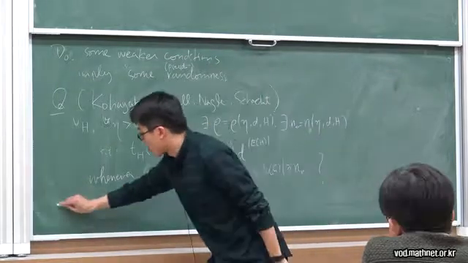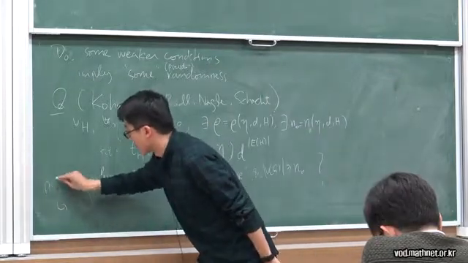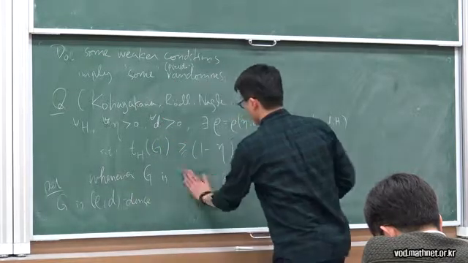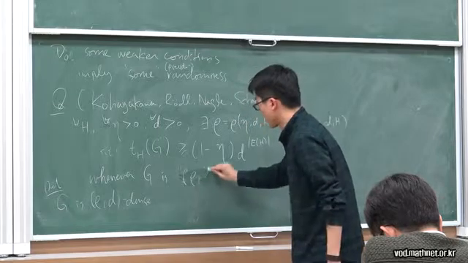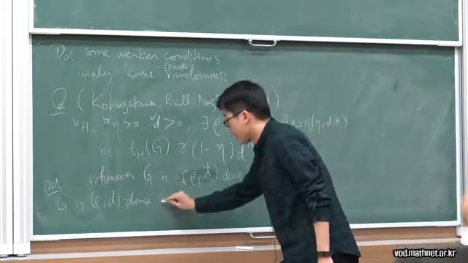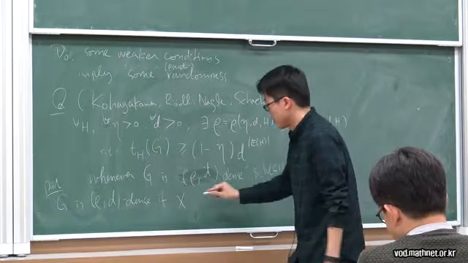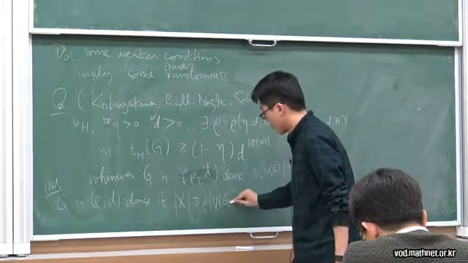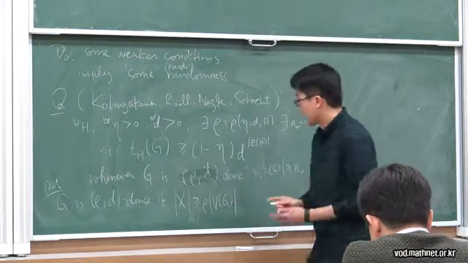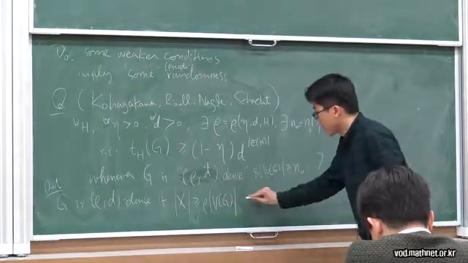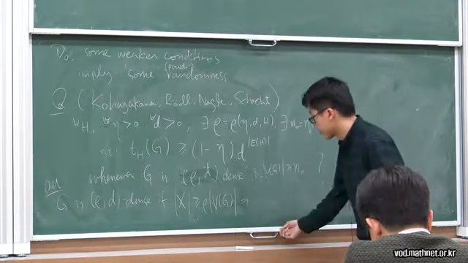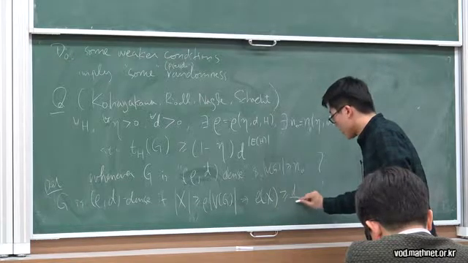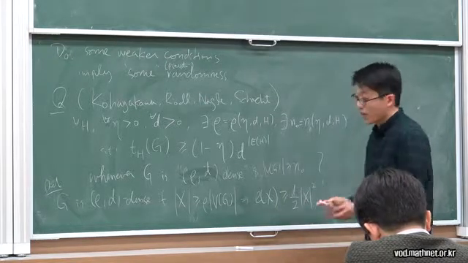So a graph G is ρ-d dense. So here I have to change this into ρ-d. If whenever X is a large enough subset with ρ proportion of the vertices, then I have edge density at least d on X.